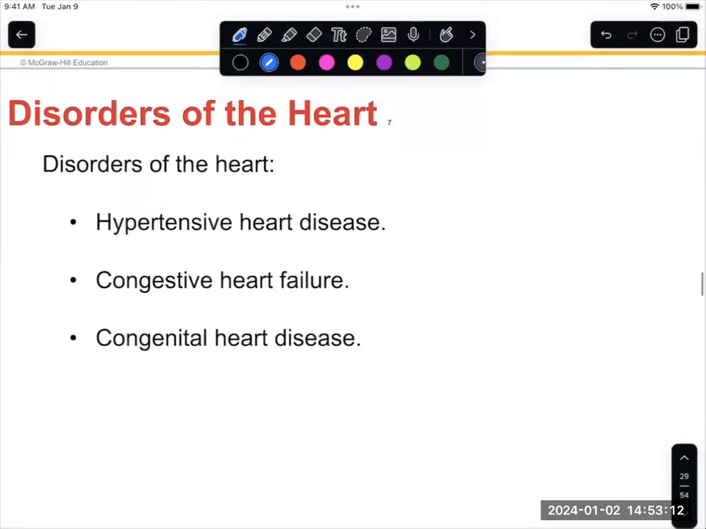Hypertensive heart disease or hypertension affects about 20% of the adult population. That's actually quite a bit. There's 4 different types of hypertension. High blood pressure. Hypertension is that high blood pressure. There's primary or essential hypertension, which we don't know the cause of.